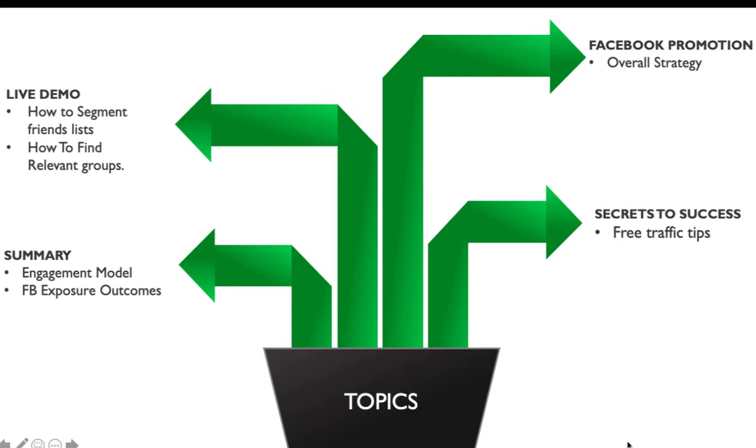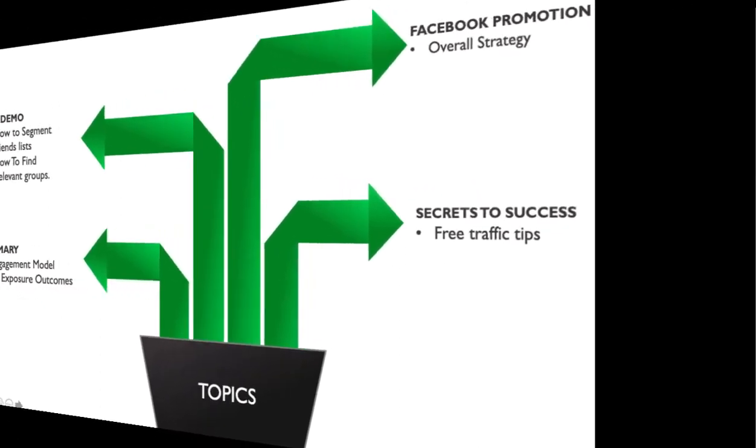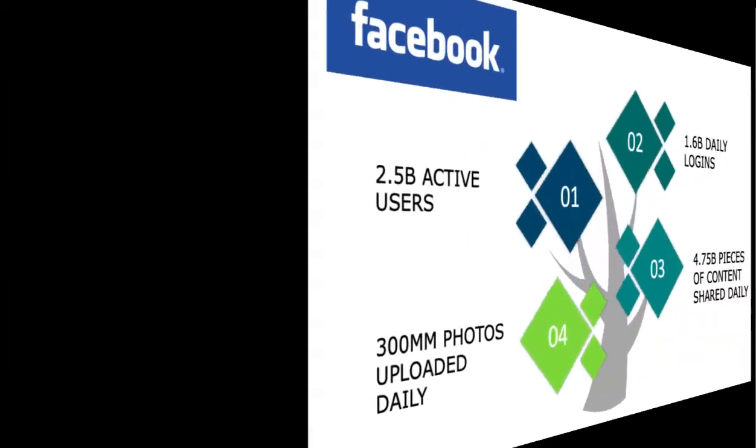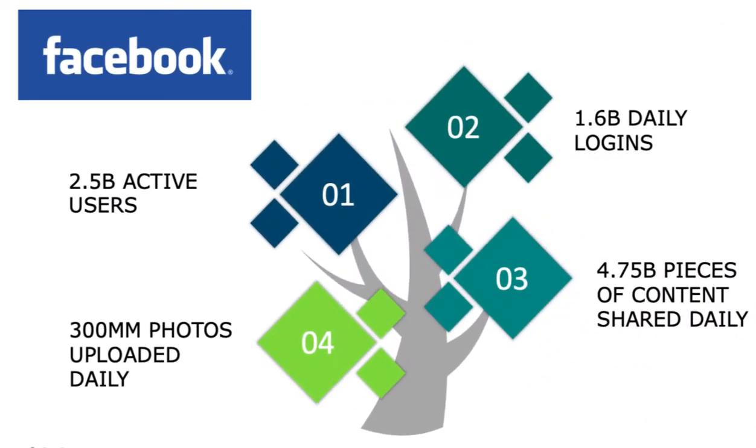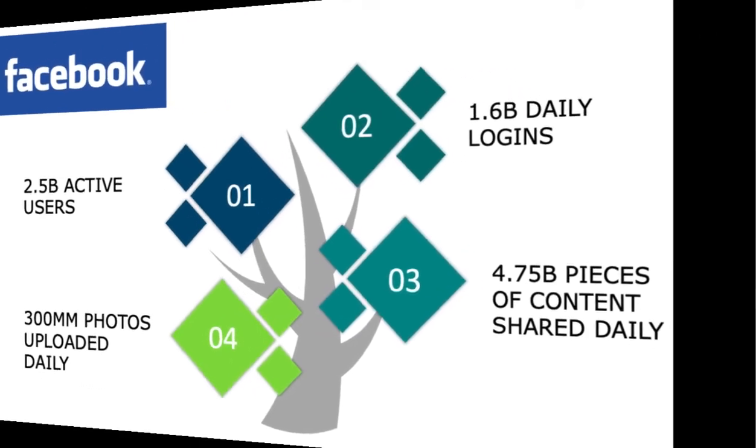Whenever you're using free traffic, there's certain things you need to be aware of, and obviously we're going to focus on free traffic from Facebook during this video. So just before we start, just a quick overview of Facebook. There's 2.5 billion active users on Facebook. There's 1.6 billion daily logins to Facebook, so you can see it's a massive marketplace still. 300 million photos are uploaded daily, and actually 4.75 billion pieces of content are shared daily on Facebook. So this is a great place, if we do it right, to actually get some traffic back to our YouTube channel.